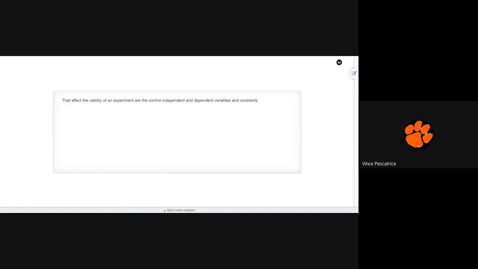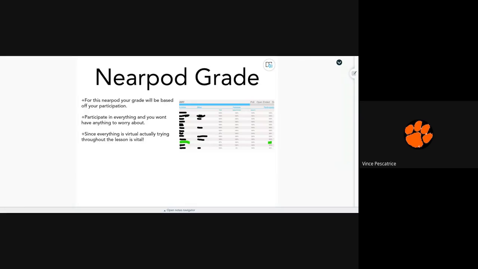As we go through today's Nearpod, I want you to be aware of how I'm going to grade it. The Nearpod grade is based on participation. Participate in everything and you won't have anything to worry about. During each activity, there's a participation percentage up in the corner of my screen that tells me how many people have participated in that slide. The last one was 80%, which means 80% of the people turned in something. That's good. Since everything is virtual, this is how I can double check my attendance.